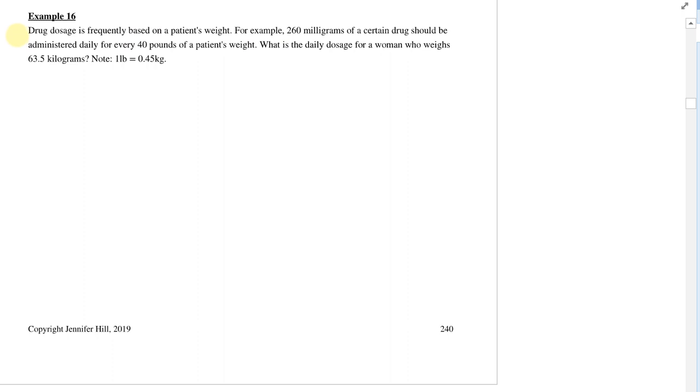So let's read this problem. Drug dosage is frequently based on a patient's weight. For example, 260 milligrams of a certain drug should be administered daily for every 40 pounds of a patient's weight.